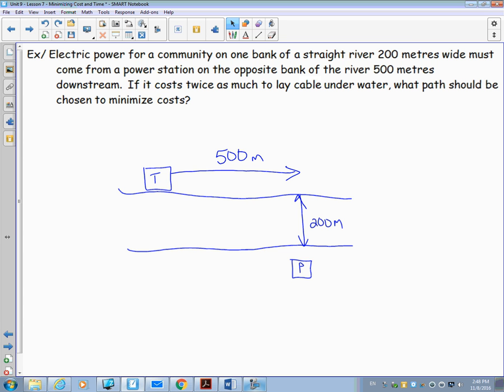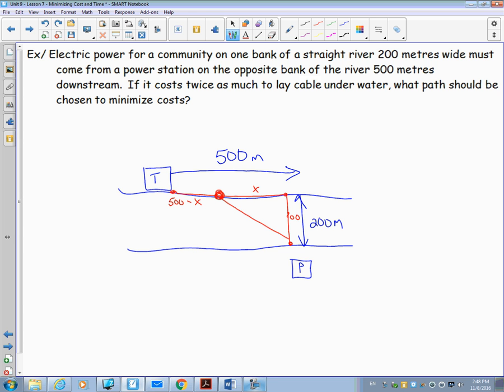So I need to make myself an equation for costs this time. No matter what, I'm going to have to cross the river, right? At some point, I have to make my way down to the community. The question is, do I go straight across and then down, or do I find some point in the middle where I can go across first? So obviously, we have the 200 here. We have the x here. And we have the 500 minus x right there.